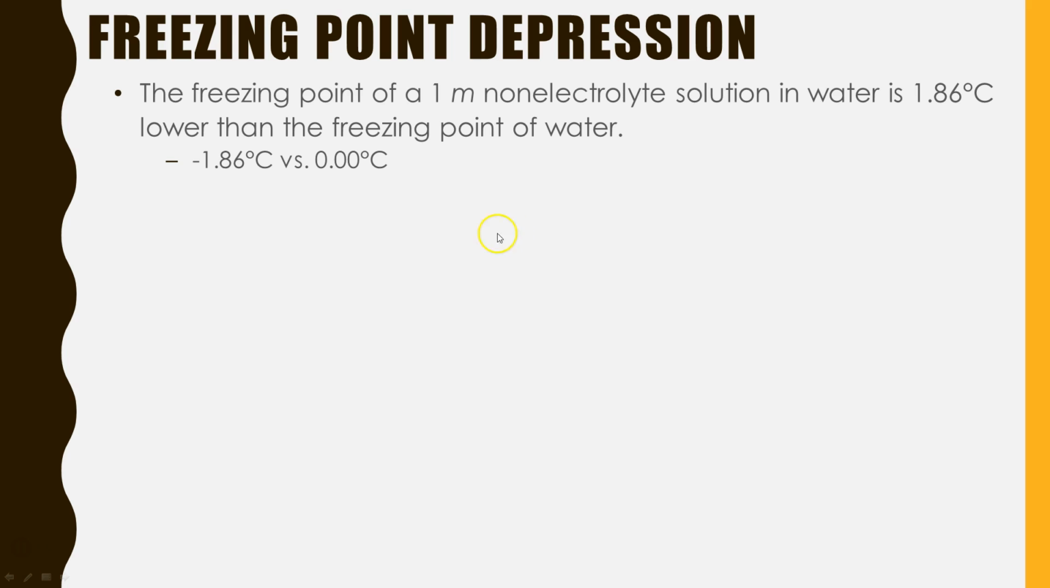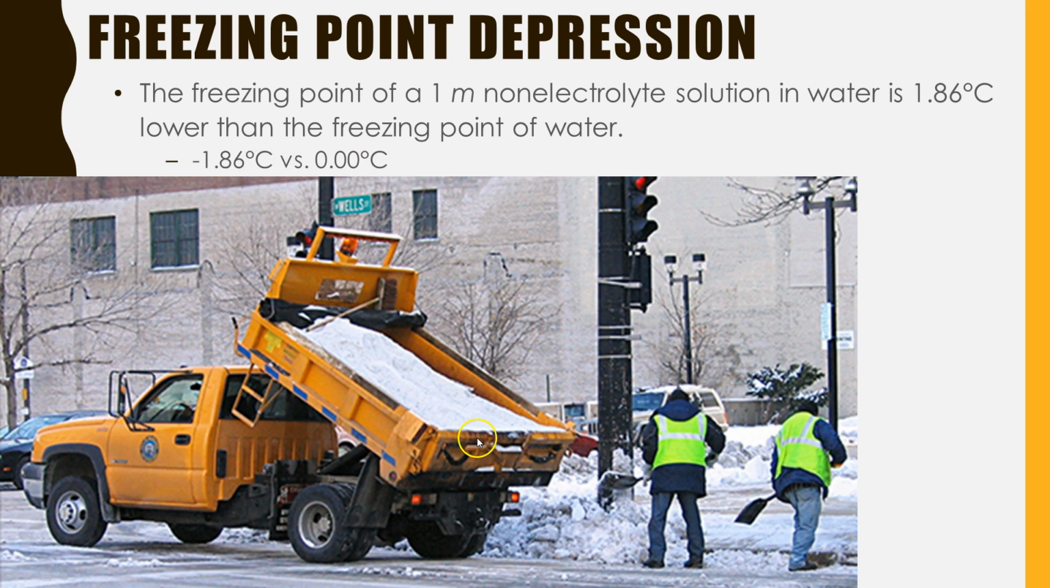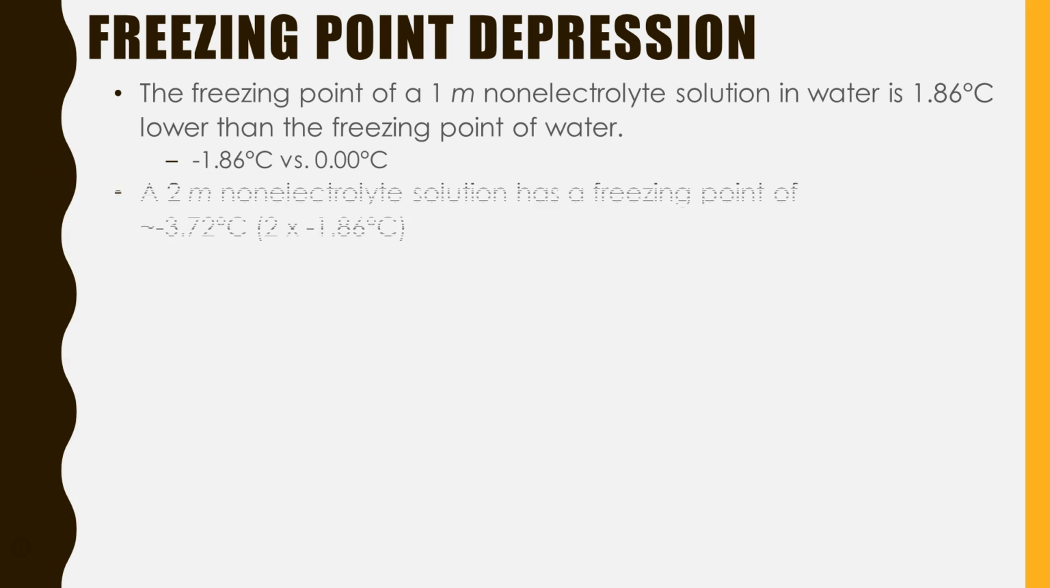This is why they're actually putting those things on the road. So at -1.86 degrees Celsius, water might be freezing as opposed to 0. This is why they're putting the salt on the road. It's going to be depressing the freezing point, which is good if you're driving around. This means that water will stay liquid at lower temperatures. Water is a lot better to drive on than ice.